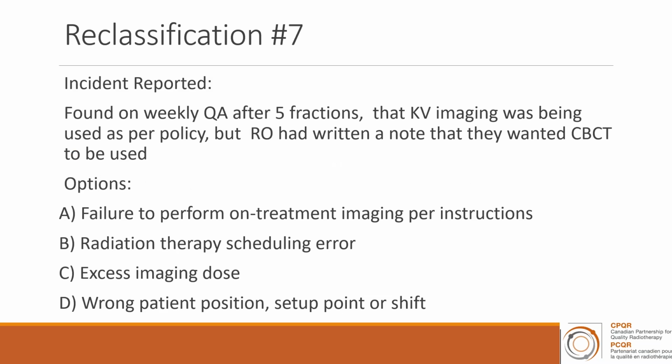So number 7, found on weekly QA after 5 fractions that the KV imaging was being used as per policy, but the RO had written a note that they wanted cone beam CT to be used. So our options again: is it a failure to perform on-treatment imaging per instruction? Is it a radiation therapy scheduling error? Is it excess imaging dose? Or wrong patient position, setup point, or shift?